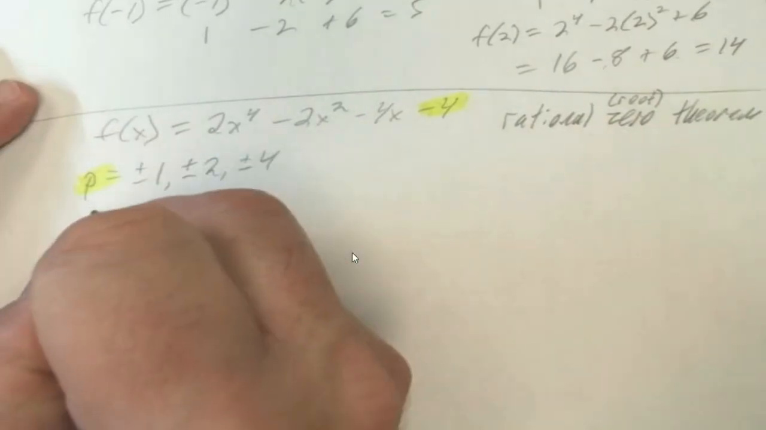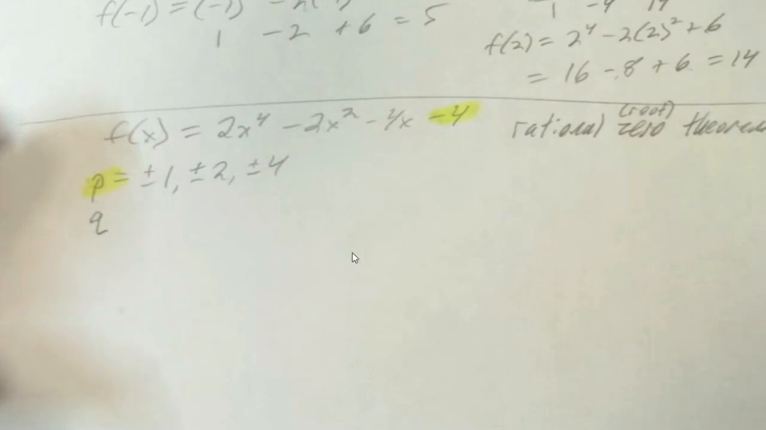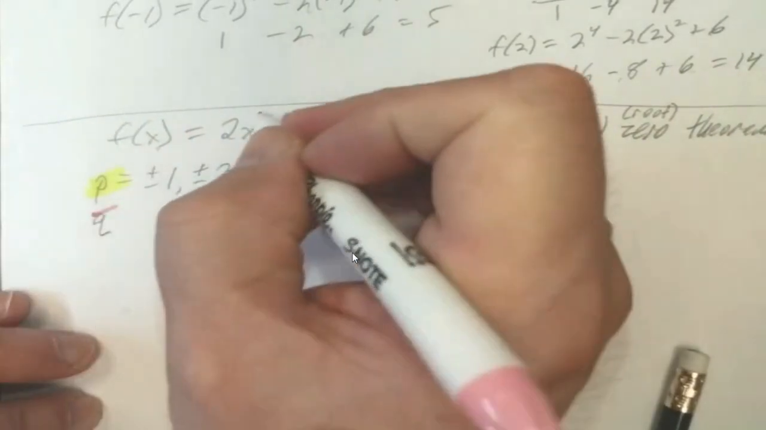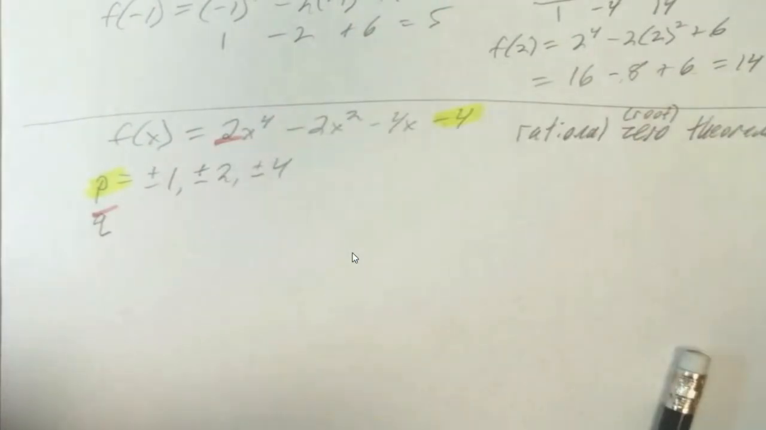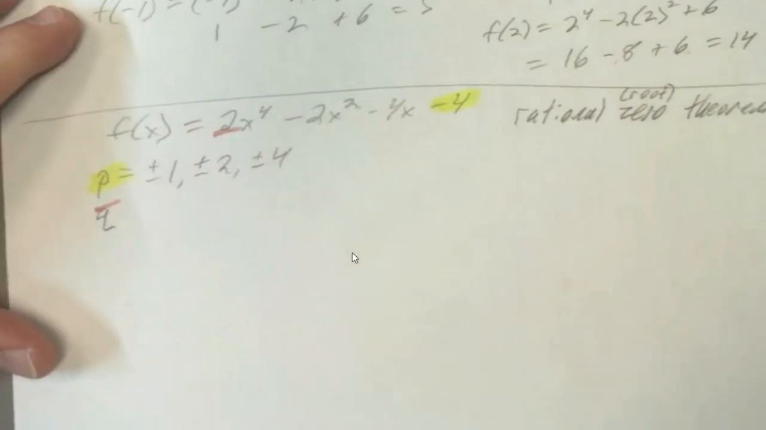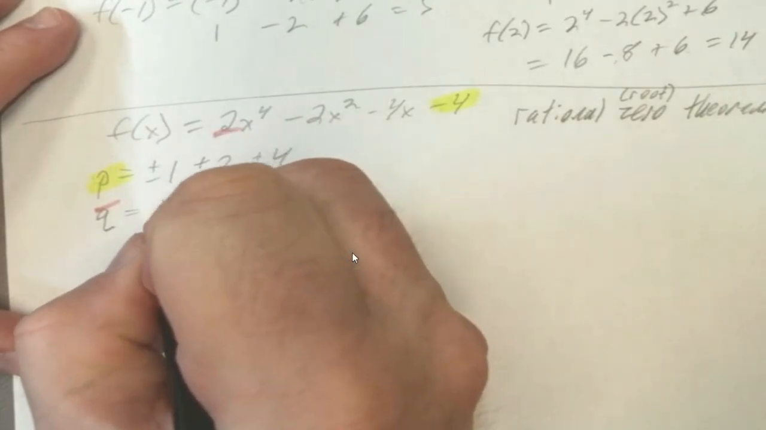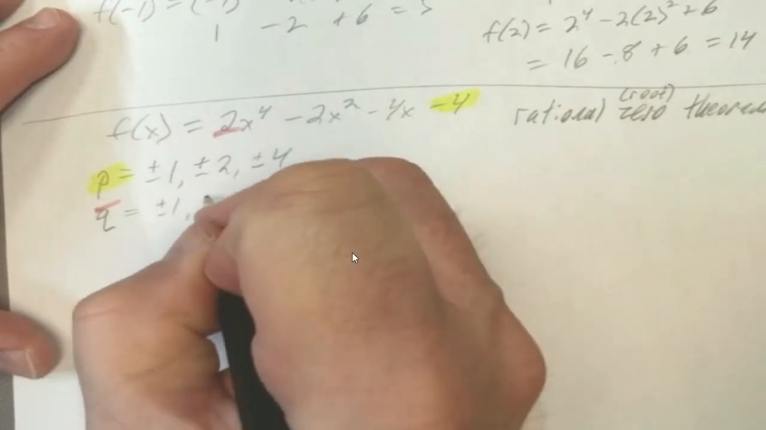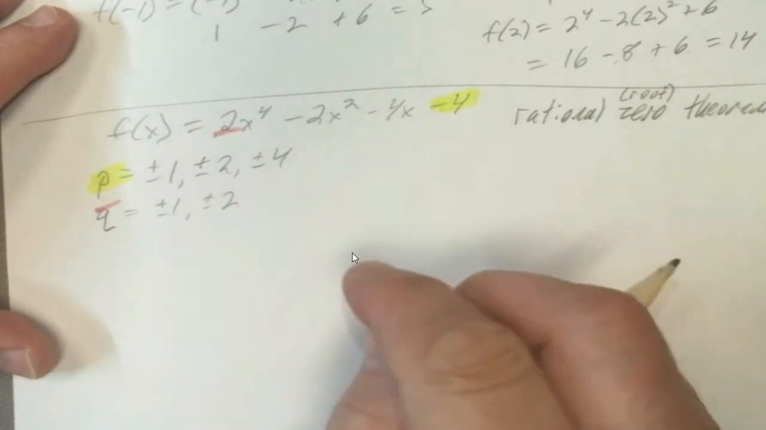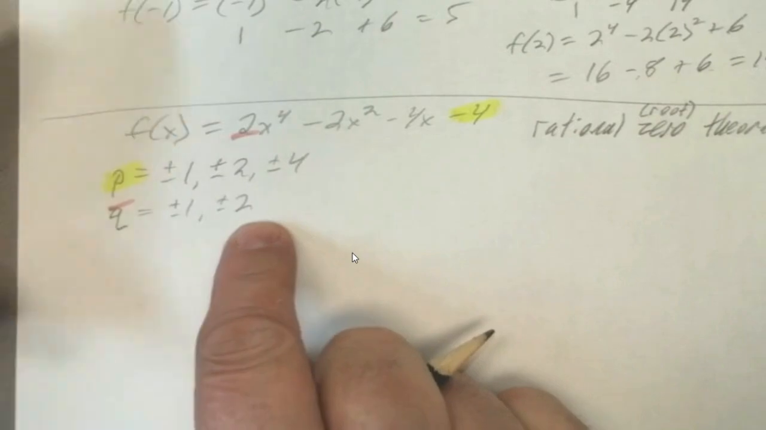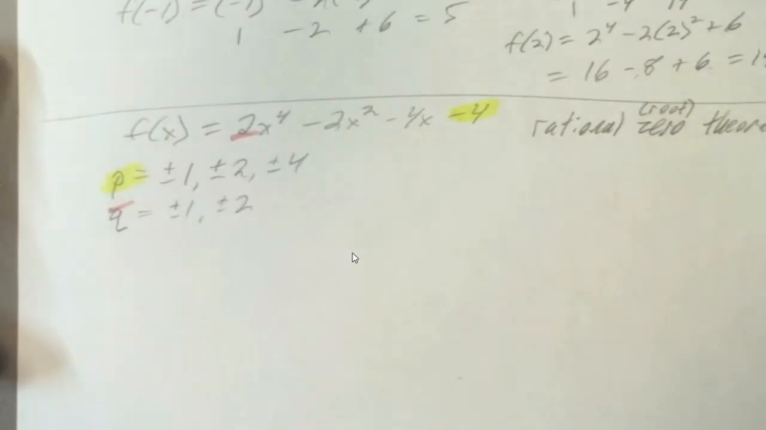And for Q, I'm going to highlight with this. It's a little darker, so I don't want to cover up the number. What are the factors of 2? Well, 1 and 2. Right? Could be 1 times 2 or negative 1 times negative 2. But that's the only numbers you can multiply together to get a 2.